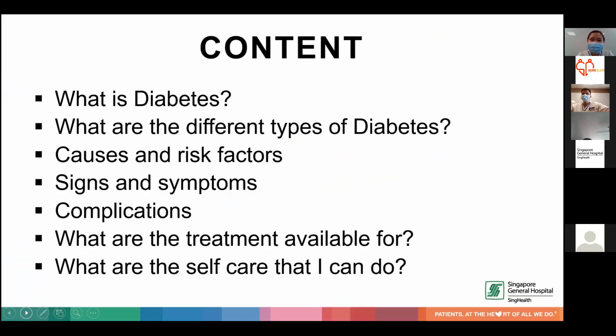So let us share what we are going to go through today. First of all, we will share about what is diabetes, what are the different types of diabetes, what are the causes and risk factors, what are the signs and symptoms, what are the complications, what are the treatments available, and what are the self-care that I can do.